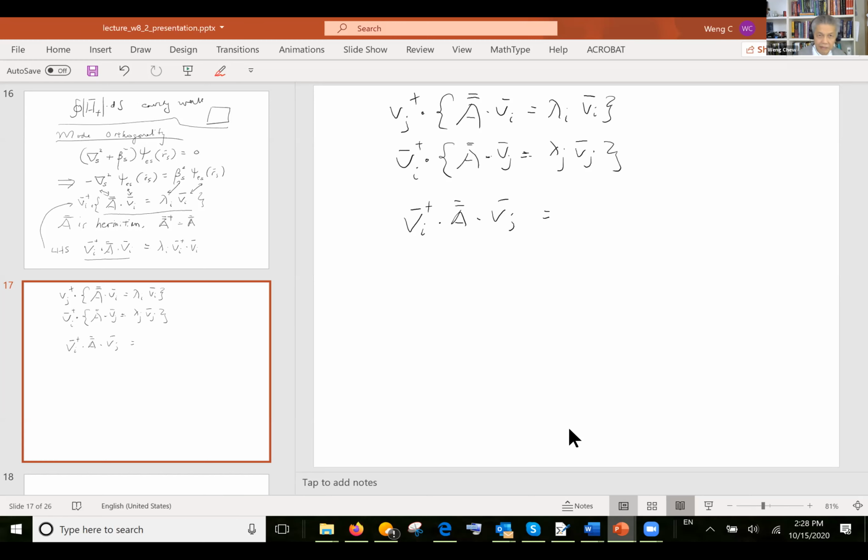is this a scalar number or a complex number? I mean, is this a scalar number or is this a vector? When you take this inner product, what does it become in your linear algebra course? It becomes a scalar. It becomes a scalar. Very good.